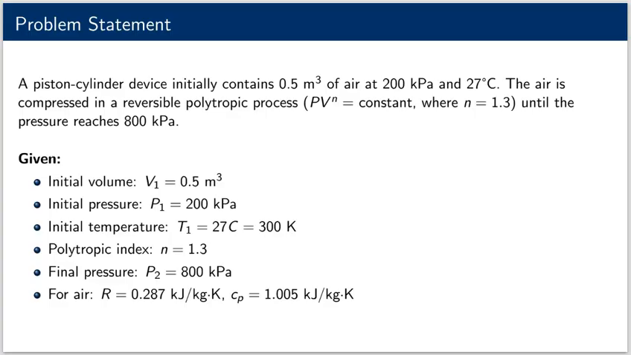And for air, R is 0.287 kilojoule per kg Kelvin. Remember the unit, so it is not 8.314. You have to check the unit. Here it is kilojoule per kg Kelvin, not mole Kelvin. And Cp, the specific heat at constant pressure, is 1.005 kilojoule per kg Kelvin. You have to remember this unit very carefully.